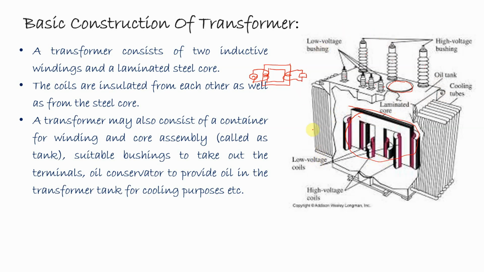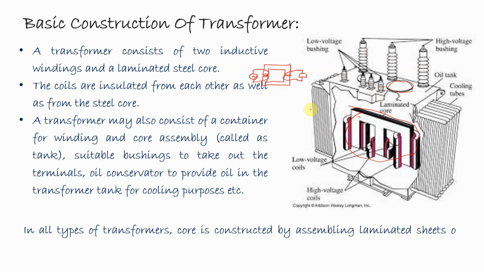Remember one thing, the tank and the oil are used specifically for the high rating transformer. For a low rating transformer, the tank and the oil are not used. Even the bushings are not used for the low rating transformer. In all types of transformers, the core is constructed by assembling laminated sheets of steel with minimum air gap between them.